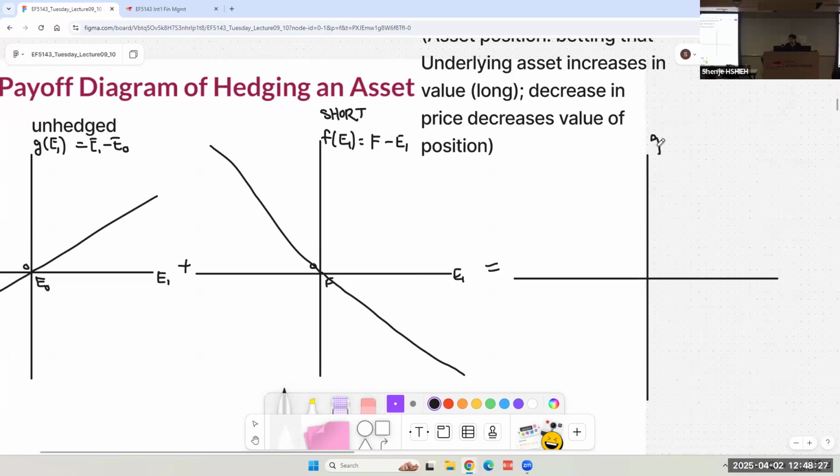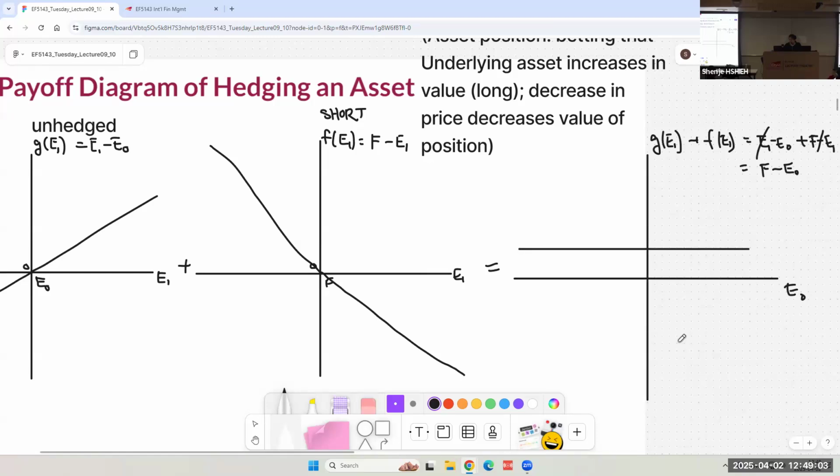So this is G(E1) plus F(E1), which is equal to E1 minus E naught plus F minus E1. E1 goes away, right? And so my payoff is just F minus E naught, some constant. And so this is E1.